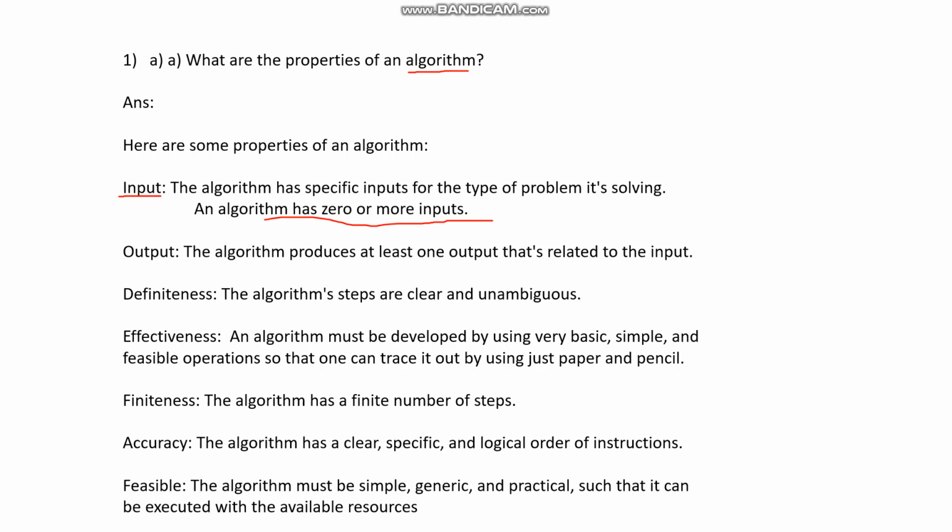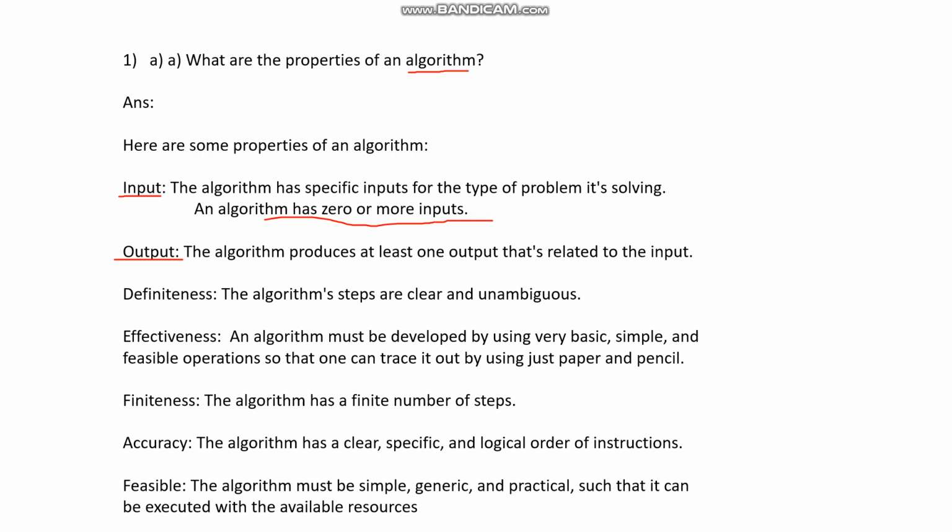Let's come to the output point of view. The algorithm must provide at least one output. Why? Because we are solving the problem. Whenever we are solving the problem, we have to get at least one output. The algorithm produces at least one output that is related to the input.